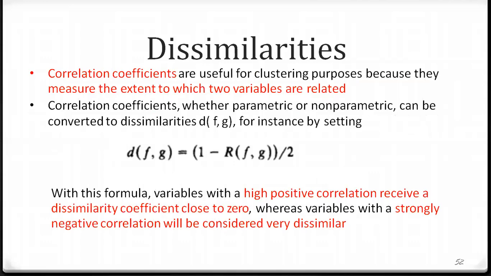These correlation coefficients are used for clustering algorithms, and you can understand how these variables are related to each other. When you have a high positive correlation, around +1, your dissimilarity coefficient will be 0, and when you have a strong negative correlation, it will be around 1. The formula for this is d(f,g) equals (1 minus r(f,g)) divided by 2.